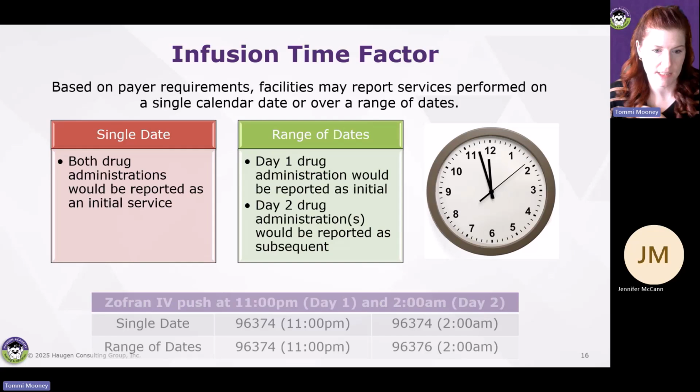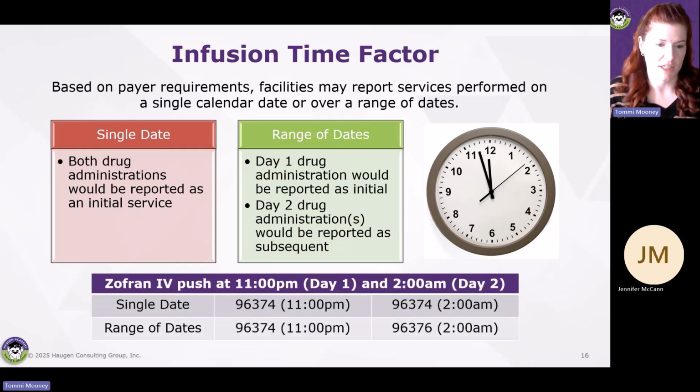And here is an example of these charging differences using an IV push of Zofran, which is a therapeutic drug. For single date reporting, at 11 p.m. on day 1, you have your initial IV push, and at 2 a.m. on day 2, you also have an initial IV push. If it's done on a range of dates, at 11 p.m. on day 1, it's an initial push, but at 2 a.m. the next day, it's actually going to be a sequential push instead.